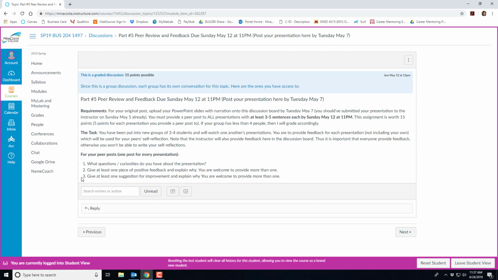And then the third item is to give at least 1 suggestion for improvement and explain why. There are always opportunities for improvement. This is also a good practice because our tendency is to shy away from giving constructive criticism. So you are required to provide a suggestion for improvement. And it can be anything from font size to the structure of a chart, the type of chart used, the way something is explained, the tone, the delivery, anything at all about the presentation. Again, you're welcome to provide more than one, but at a minimum, you have to have one piece of constructive criticism.